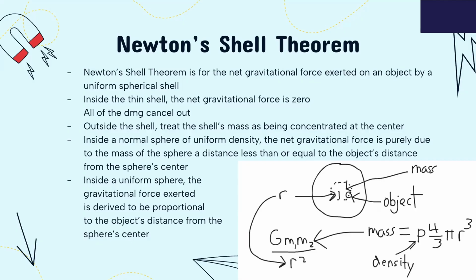Okay, so inside a normal sphere, not a shell, a sphere of uniform density, the net gravitational force is purely due to the mass of the sphere at a distance less than or equal to the object's distance from the sphere's center.